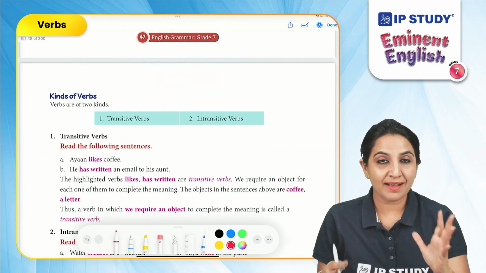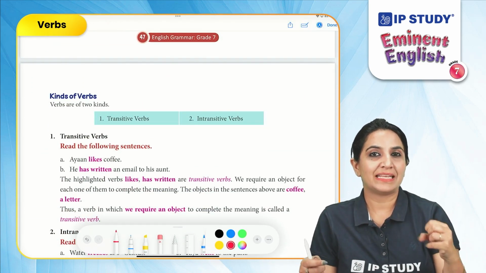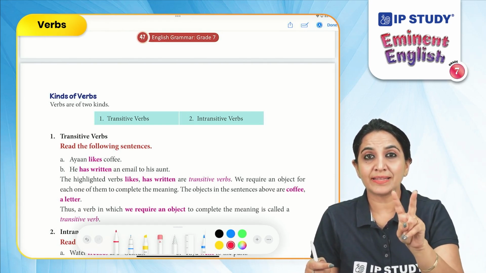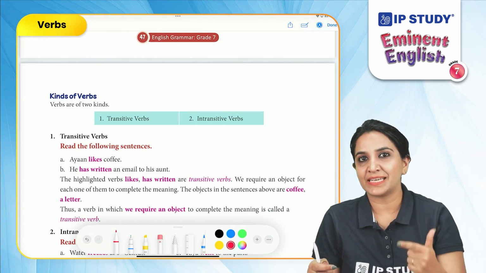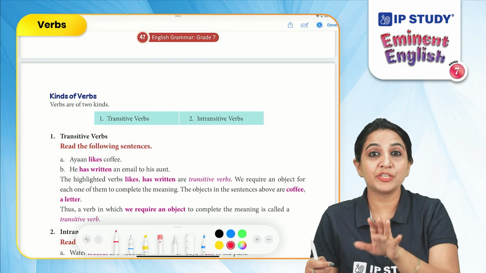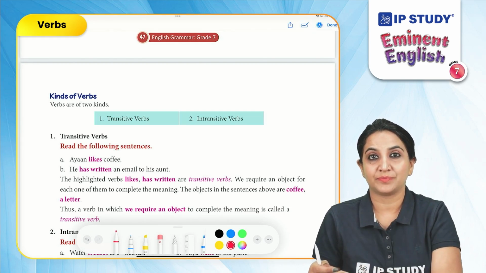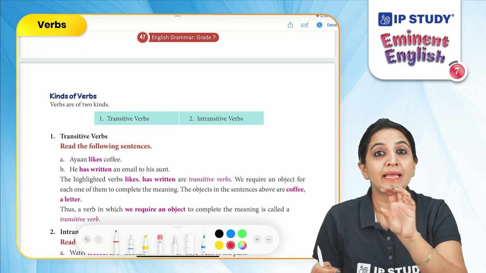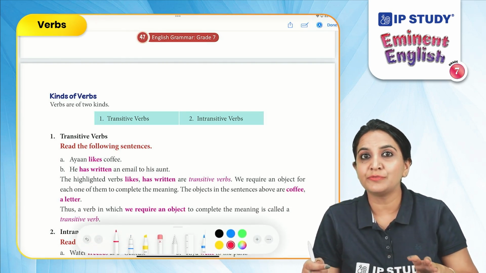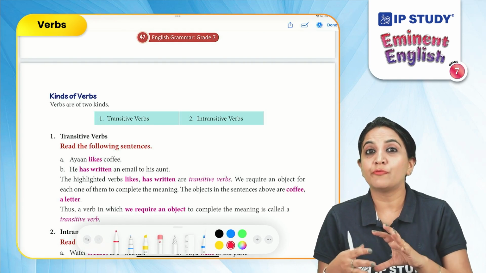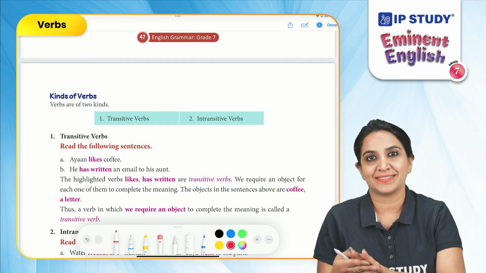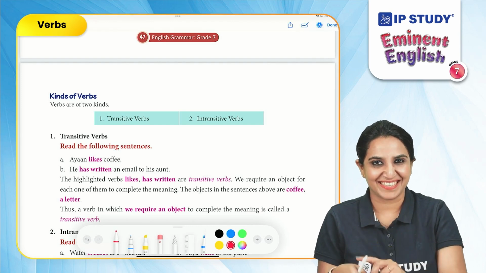Now, there are different kinds of verbs. Let's study each kind in detail. The 2 kinds are transitive verb and intransitive verb. The transitive verbs are those verbs which require an object to form the complete meaning of the sentence. Whereas intransitive verbs are those verbs which do not require an object to complete the meaning of the sentence. How? Let's study them.